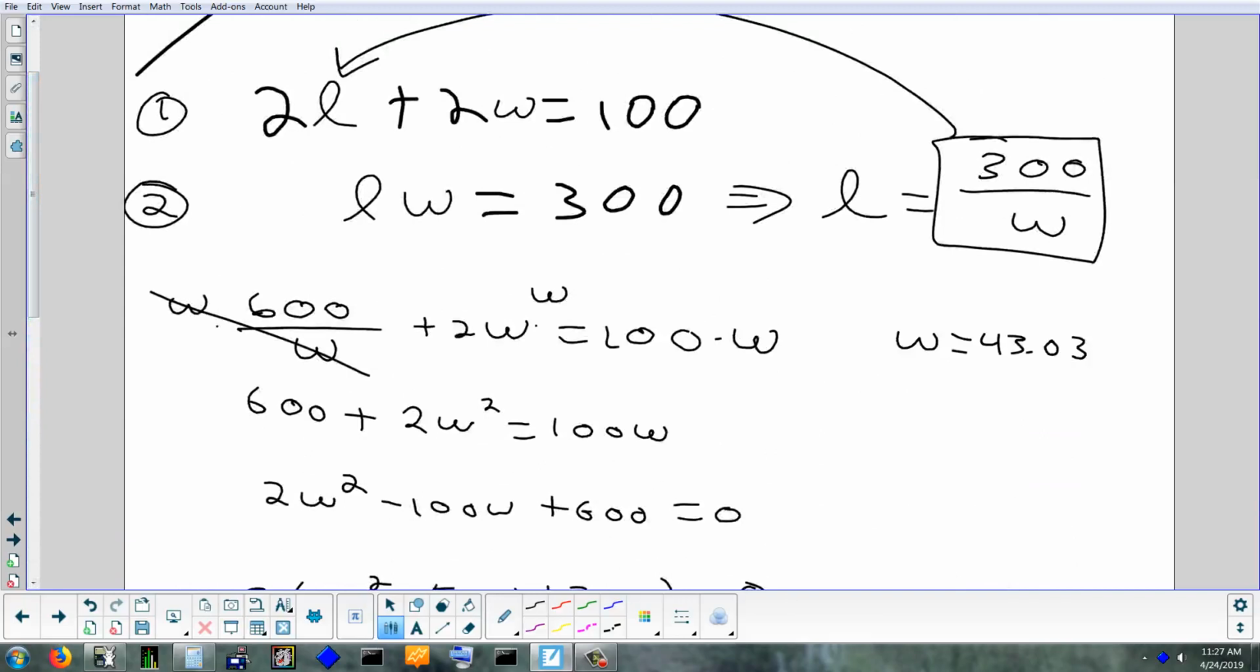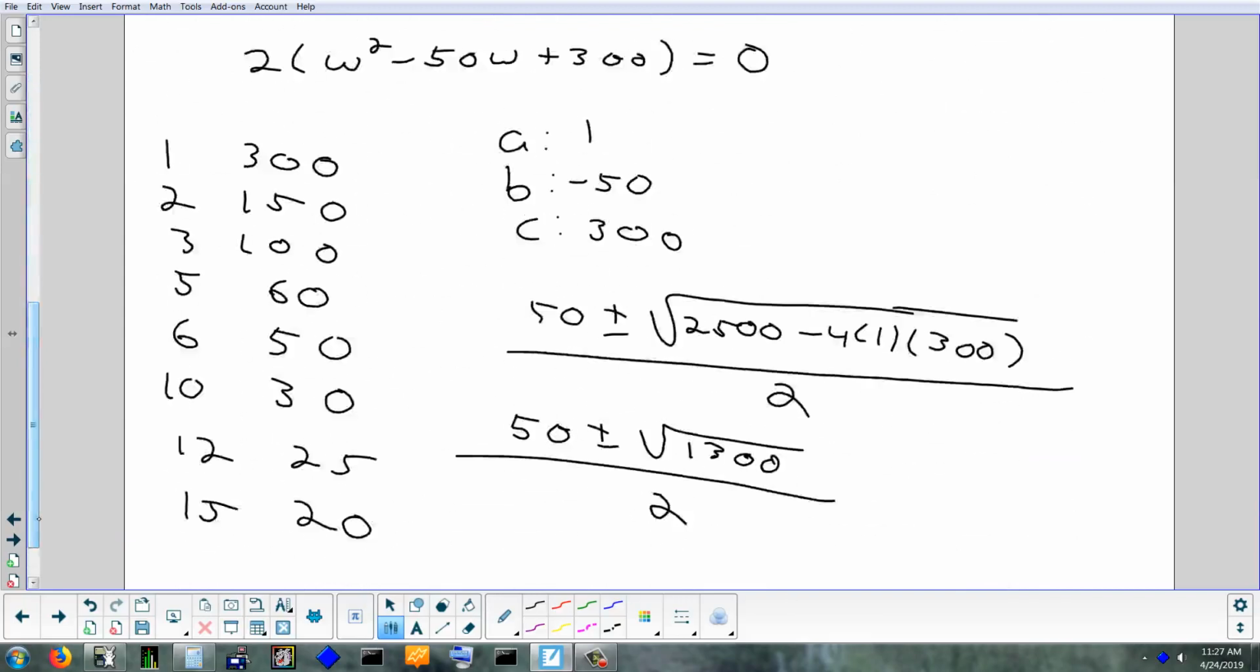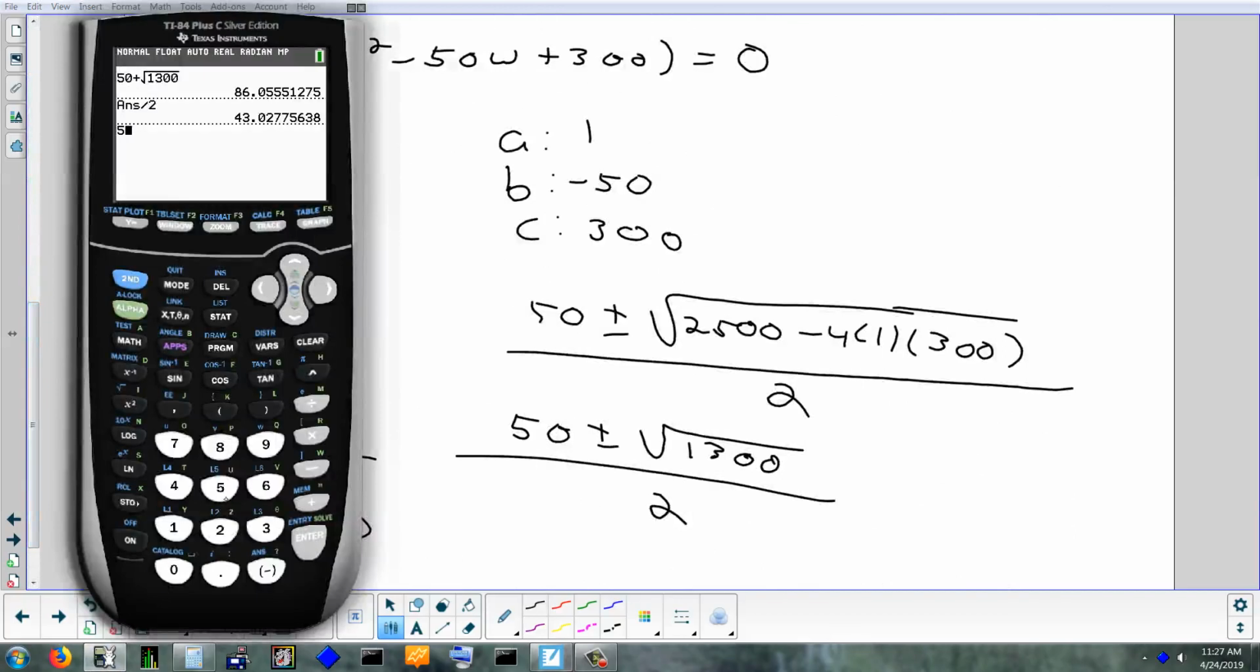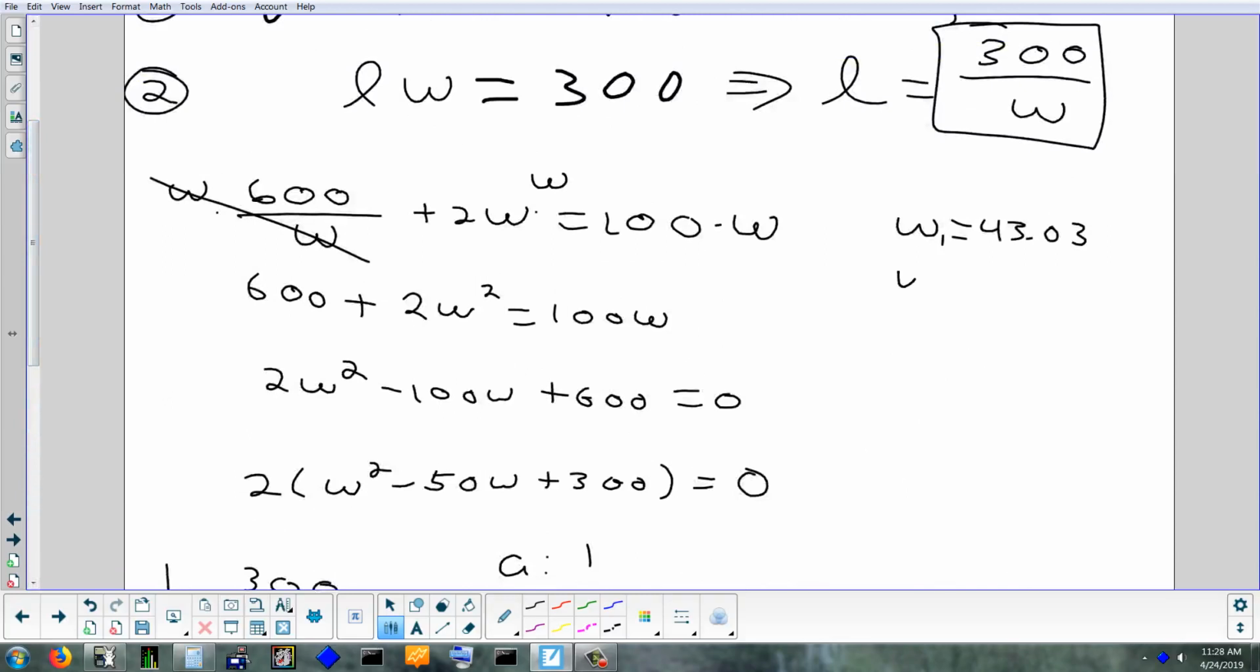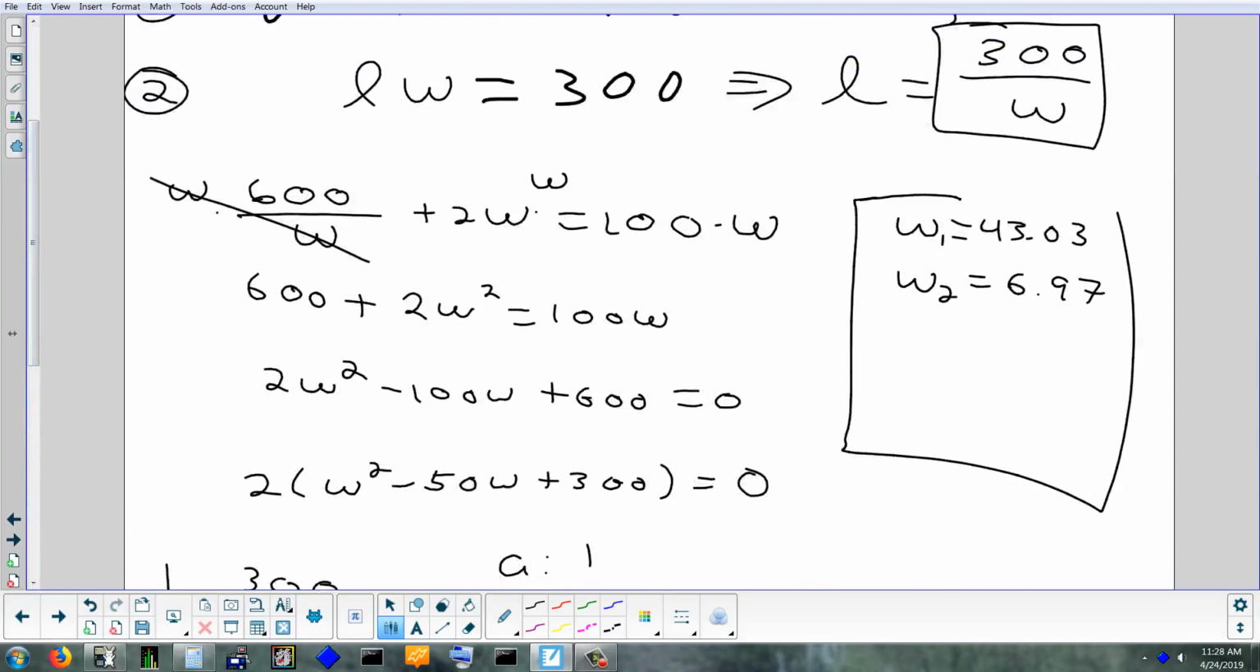But we also have another answer, right? We've got 50 minus the square root of 1300 divided by 2. So we get 2 answers for the width. We get either 43.03 or 6.97. So let's call that width 1 and width 2. So that means I'm going to have L1 and L2.